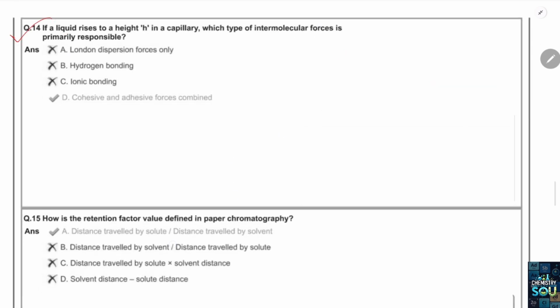In the question number 14, if a liquid rises to a height h in a capillary, which type of intermolecular forces is primarily responsible? For capillary action, we know that cohesive and adhesive forces are responsible.